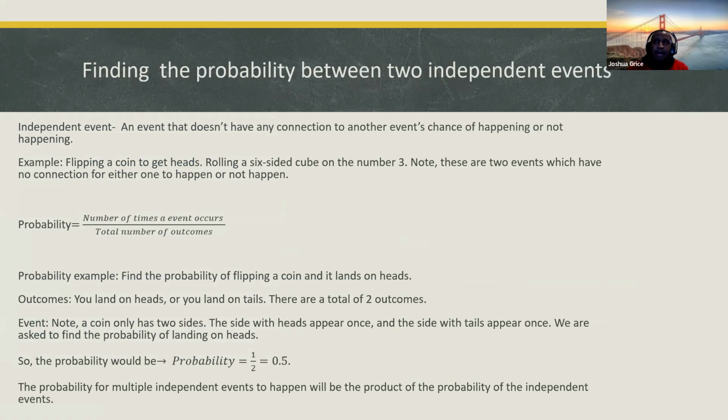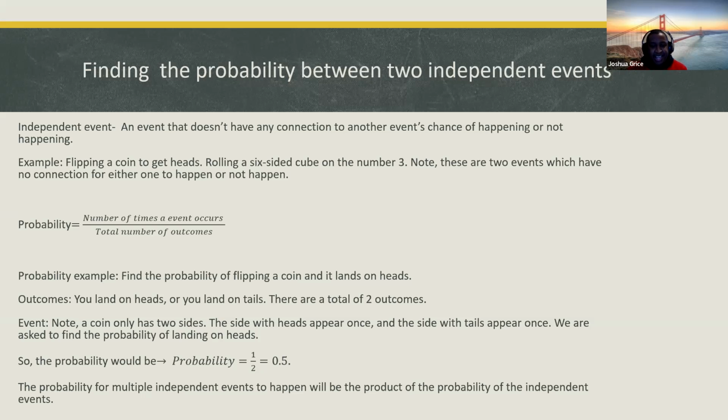So now we're going to be reaching a sample problem which deals with probability. And a word that is commonly used in probability is event. So when you think of event, you think of something that can happen, just something that happened. But there's one specific event we're going to focus on, that's going to be an independent event. So when you think of independent event, it's something that can stand by itself, but it's an event that doesn't have any connection with another event's chance of happening or not happening.